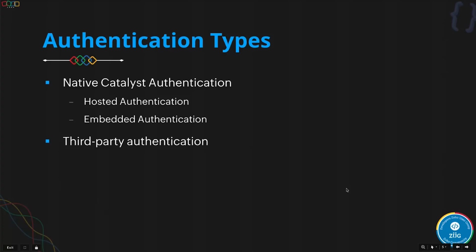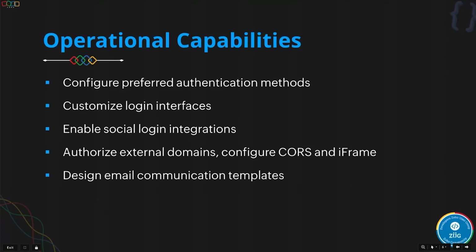When it comes to operational capabilities, Catalyst authentication gives you complete control over the login experience. You can configure and implement authentication methods according to your needs, design visually appealing login pages, and seamlessly integrate social logins as well. Additionally, you can manage your external domains, such as enabling cross-origin resource sharing policies or embedding the login pages by iframes. All of this is quite straightforward.